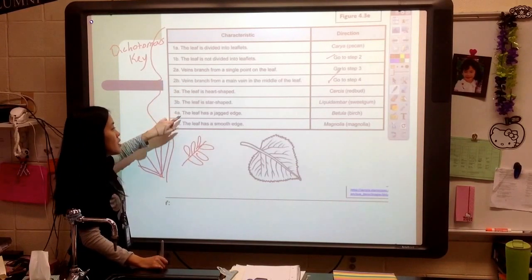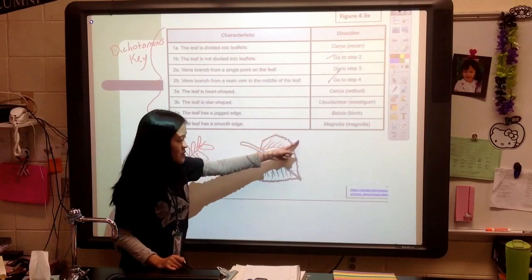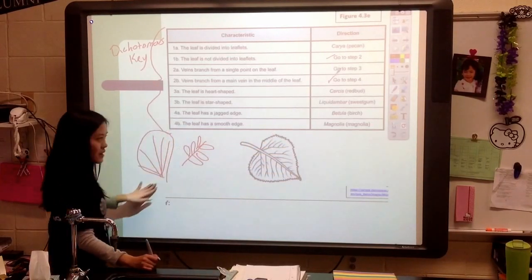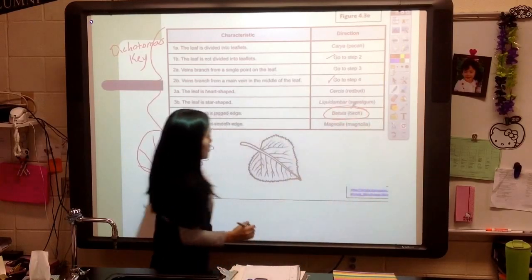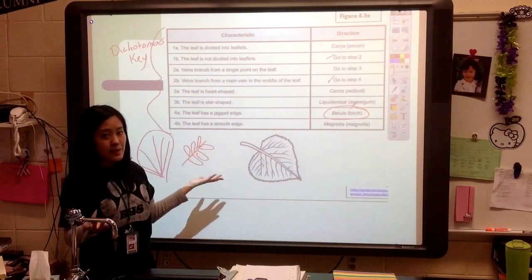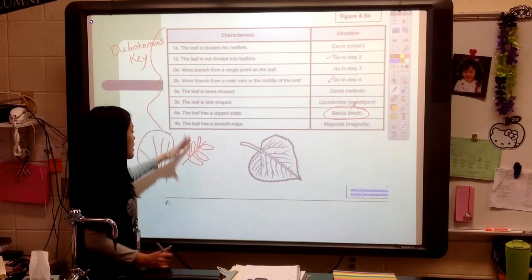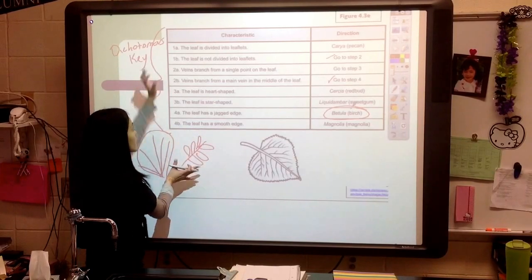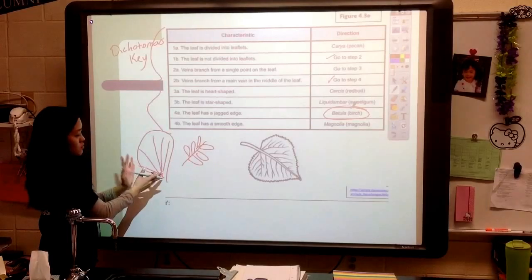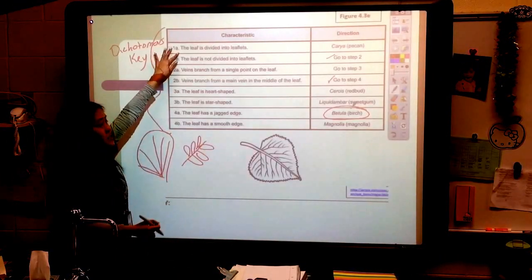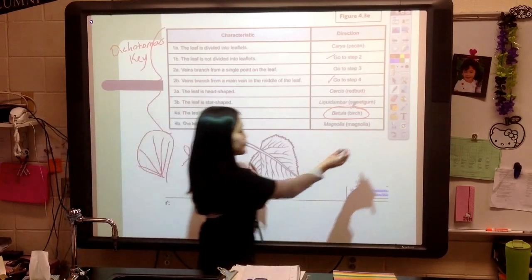Going to step 4. The leaf has a jagged edge, or the leaf has a smooth edge. Well, if you're looking at this, this is very jagged, right? It's not rounded like this, not smooth. So this is actually going to be a birch leaf. That's the dichotomous key. Hopefully it's pretty simple, right? We're just going through step by step. If I had another leaf like this one, I would also go back to number 1. Once I finish identifying this, I'd go on to the 3rd picture, but still start at number 1 each time. And you're going to have lots of practice with this later on.